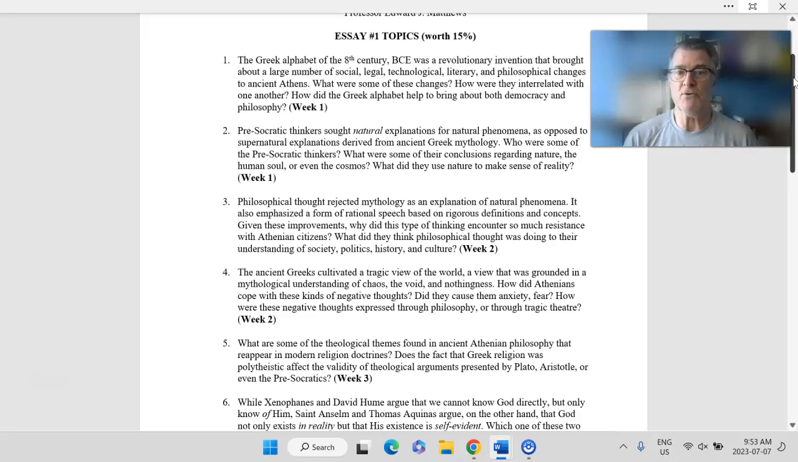So it looks to rational thinking, rational definitions and concepts, and that's where really the beginnings of philosophy start. Philosophy isn't just searching for reality, it's searching for concepts to define and explain reality. So given these improvements, why did this type of thinking encounter so much resistance with the Athenian citizens?